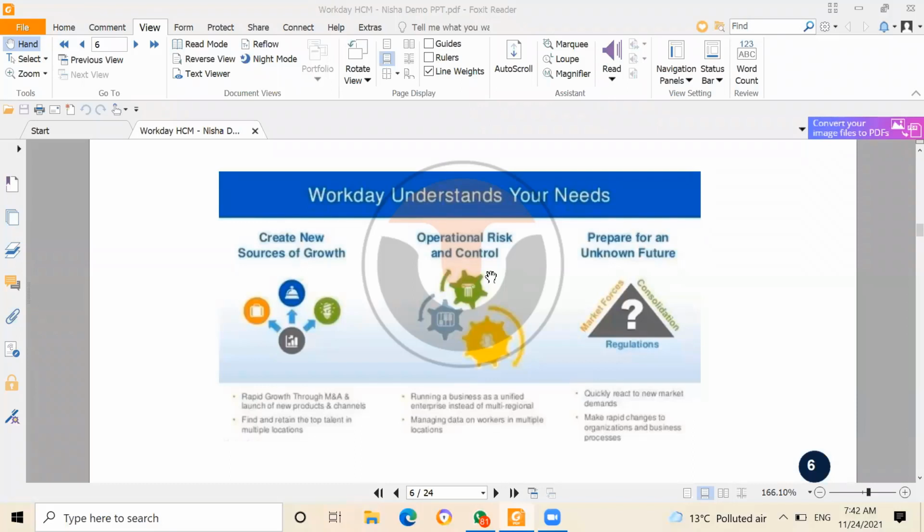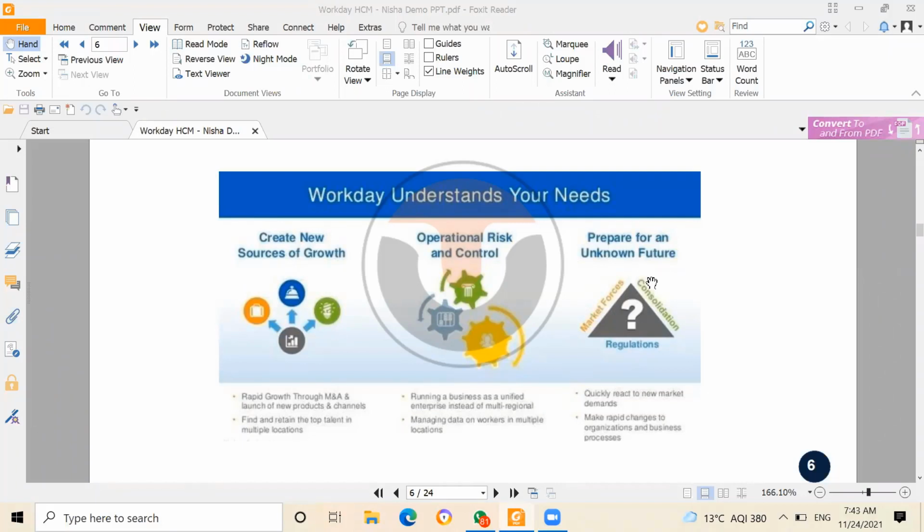We can see whether employees are meeting their SLAs according to the client requirements. Everything we can analyze via dashboard reports and all that, so obviously it decreases the risk and controls. These are the conceptual things actually. Prepare for an unknown future. Obviously, everything we can see on dashboards, everything is just one click away.